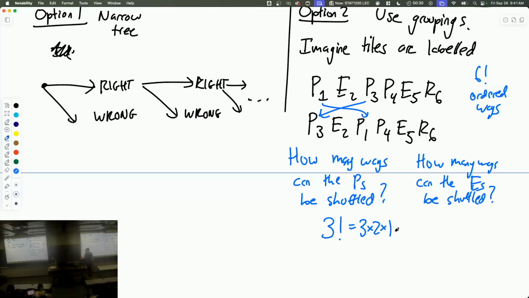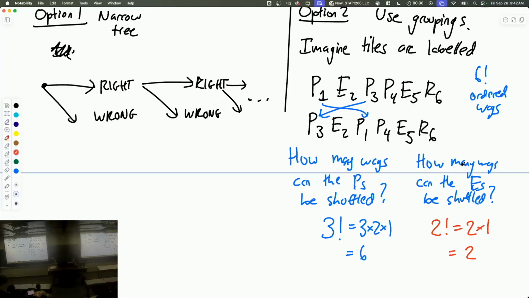When you have these sort of choices, you multiply them. And we saw that from the big tree happening last time. So how many ways can the P's be shuffled? It's 3 factorial, also known as 6. How many ways can the E's be shuffled? The E's can also either appear in their original order, E2, E5, or they could be swapped, E5, E2. There's 2 ways, but that 2 really is a 2 factorial, 2 times 1, which is 2.